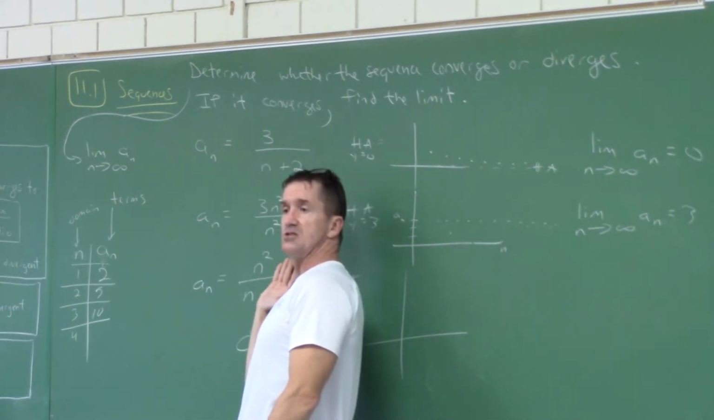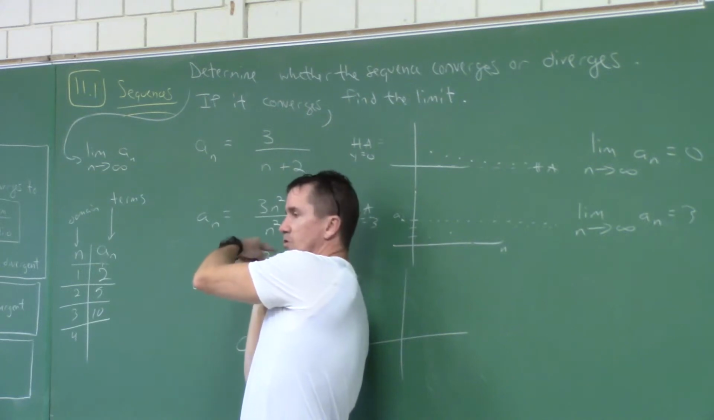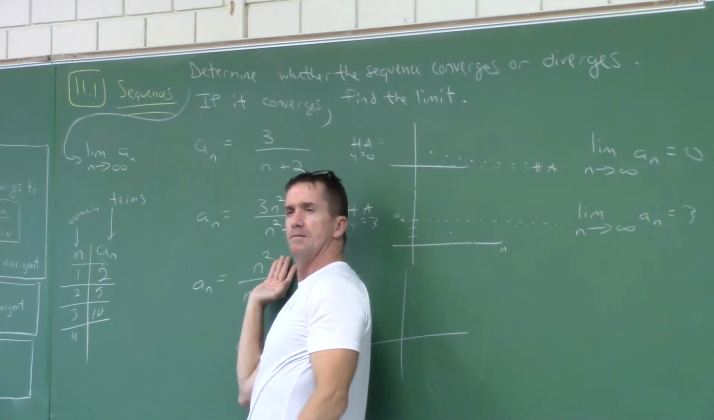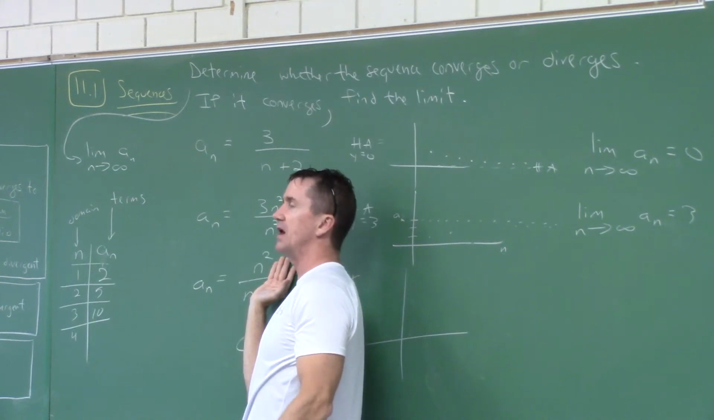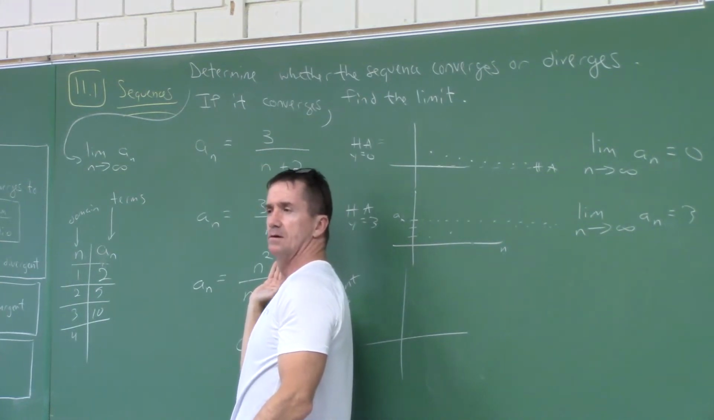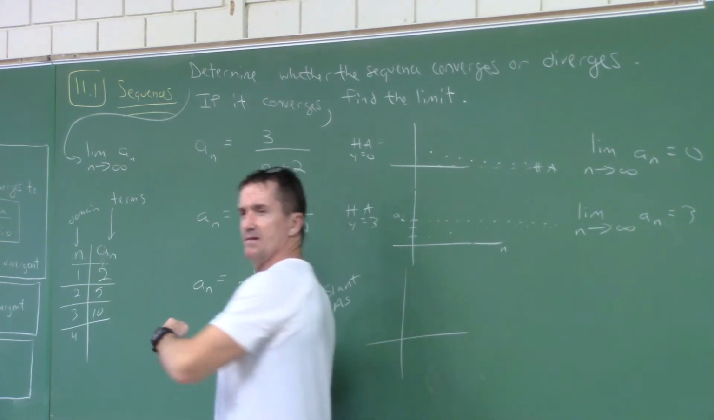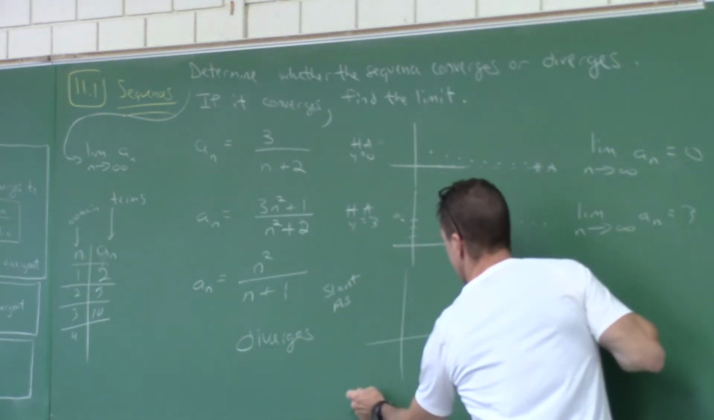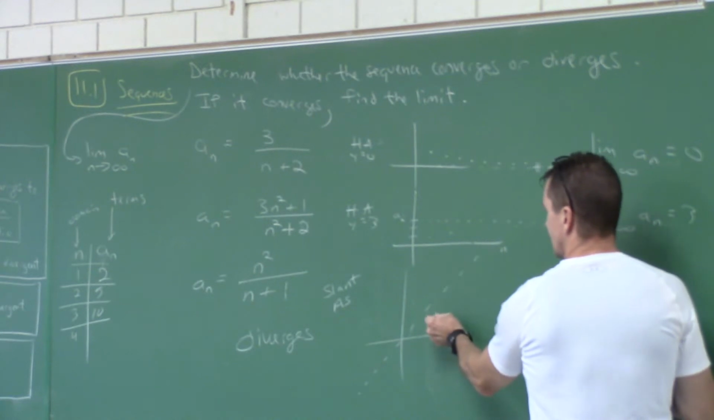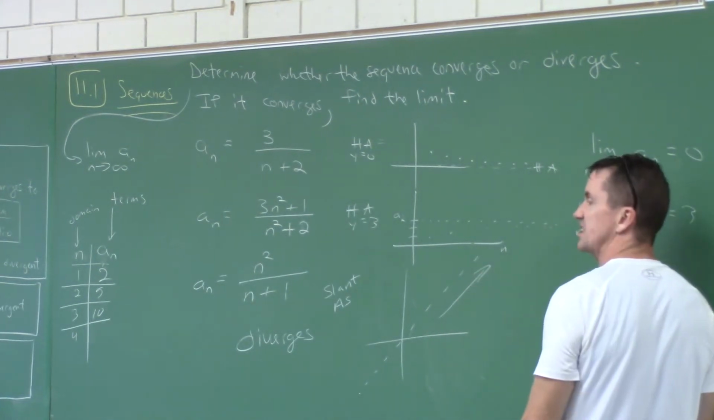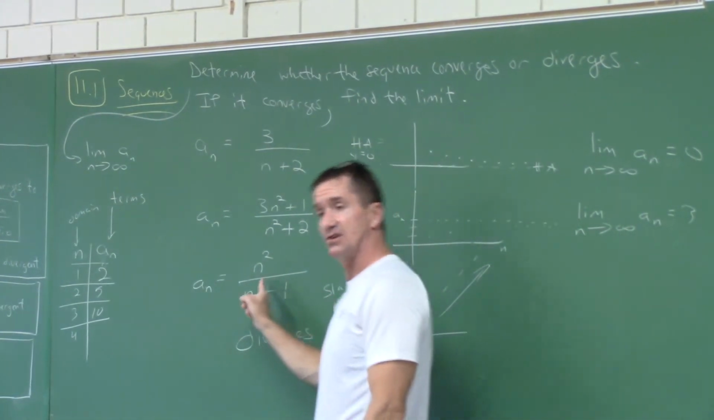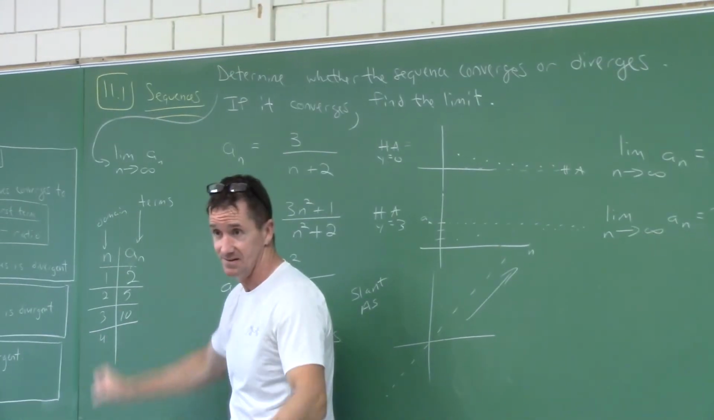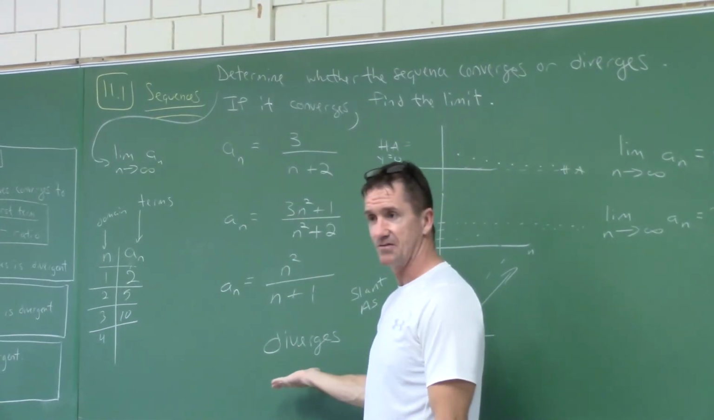Since we know it's a rational function, would you just reduce that? What's n squared over n? Just n. What does y equal to n, or y equal to x, look like? A line like this, right? So what's this graph going to do? It's just going to head towards infinity. The dots are going to head towards infinity. The terms are going to head towards positive infinity. So that's why we're saying this sequence diverges. Cool.